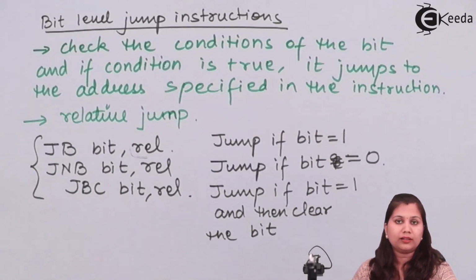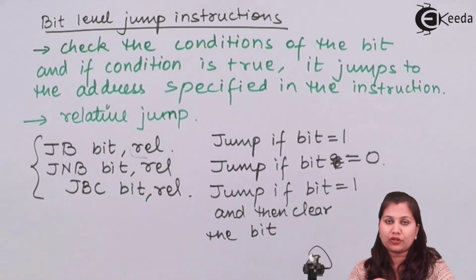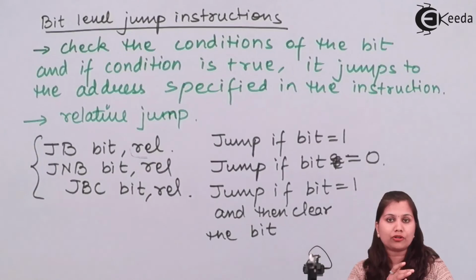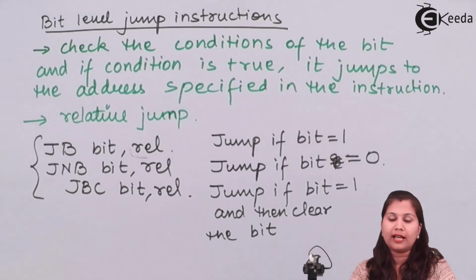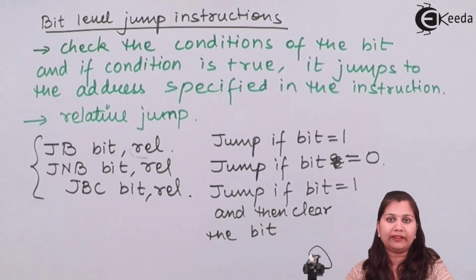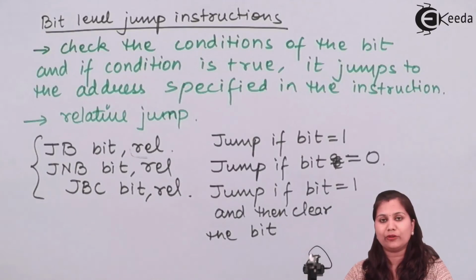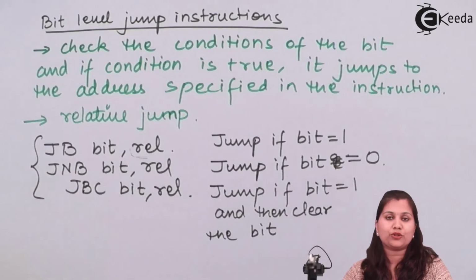So these are all the branch instructions available in the 8051 microcontroller. We started with the jump instructions, how the jump instructions are classified, like relative jump, short jump and long jump. After that we studied the second classification, unconditional and conditional. And in the last we studied the bit level jump instructions. So this was all about the branch or the jump instructions in the 8051 microcontroller. So I hope that this topic is clear to you. Thank you.